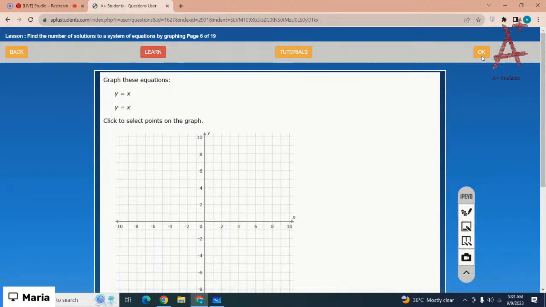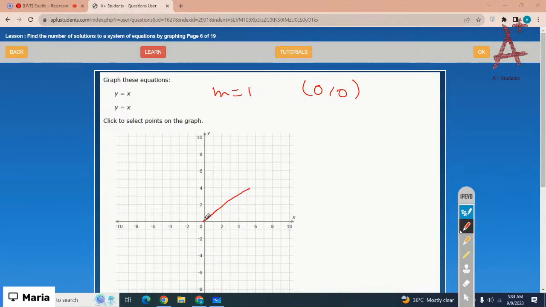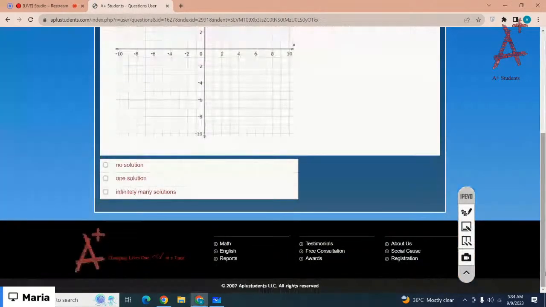Okay, graph these equations: y equals x, right? So both the equations are exactly the same. The slope for both of them is 1 and the lines are passing through the origin because you are given the y-intercept 0, 0. So slope 1 means you have to move right 1 and up 1. So you have two equations like this, right? That means both the equations are exactly the same. So you have infinitely many solutions. The correct option is infinitely many solutions.